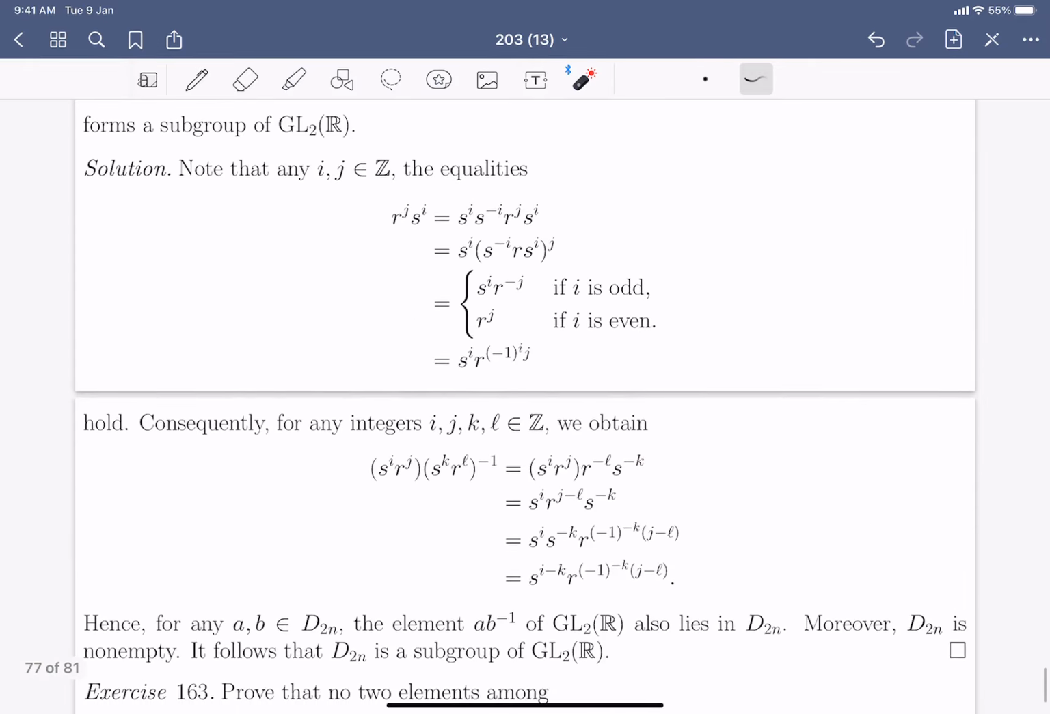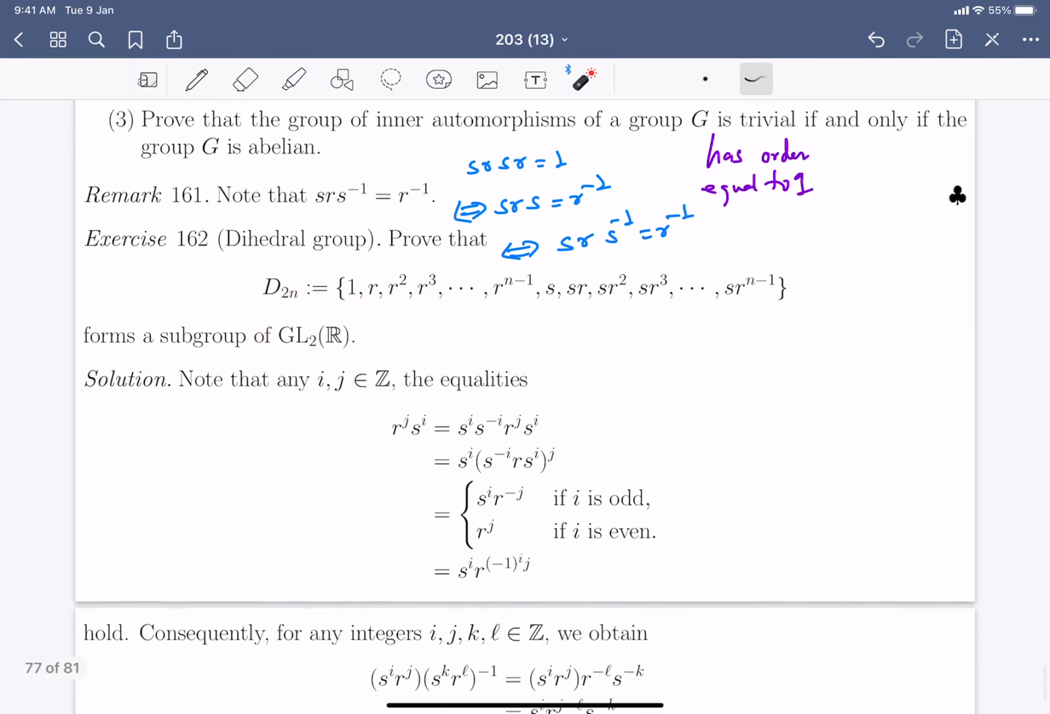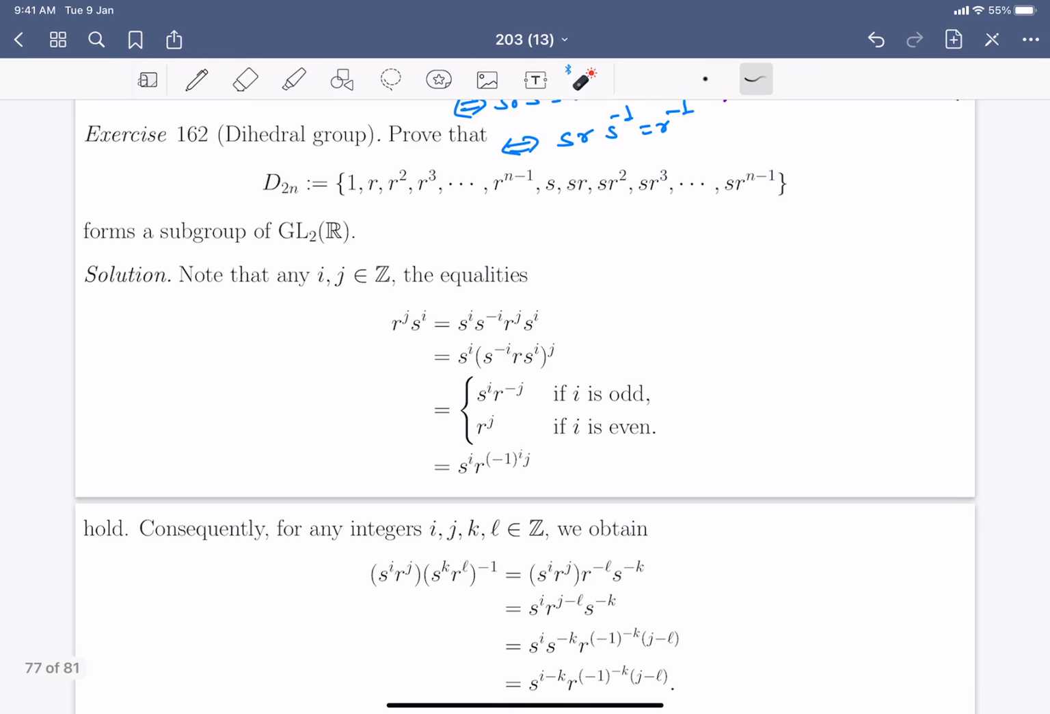Great. Now let's try to prove that this G2n is a subgroup of GL2R. How do you show that this is a subgroup? Let's first try to multiply elements, or maybe we take an element A and an element B and try to see what happens with AB inverse.